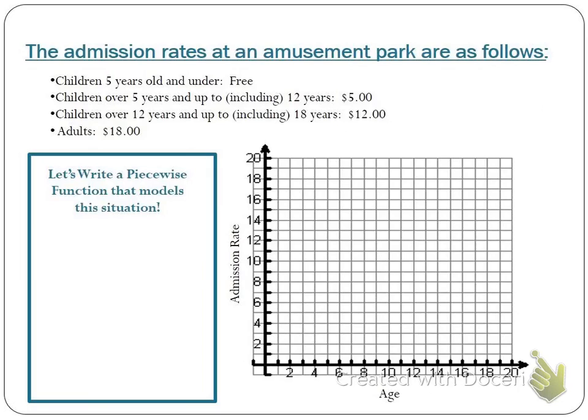Another type is a graph that we can create, or a function that we would need to model this particular situation, which is the admission rate at an amusement park. And any tiered situation, and what I mean by tiered is, depending on your age, or, depending on one measure, you're jumping up to a different level. Income tax is a tiered system where the more money you make, the higher your percentage is of your tax rate.